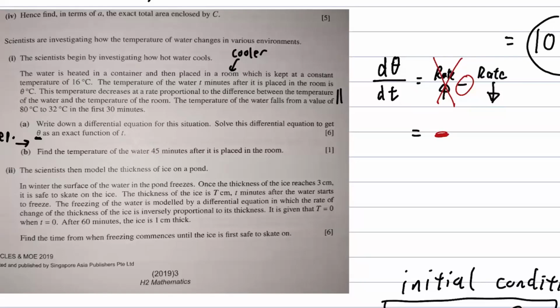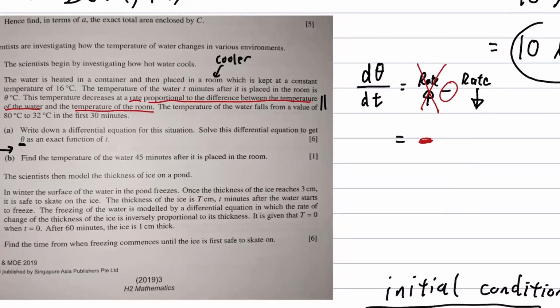Then what's the rate of decrease? What did they tell you? Proportional to the difference between the temperature of the water and the temperature of the room. So they say proportional to, means directly proportional to. So you must always have a what? Kx. K, x. But that's only if it's proportional to x. Here, what is your x?